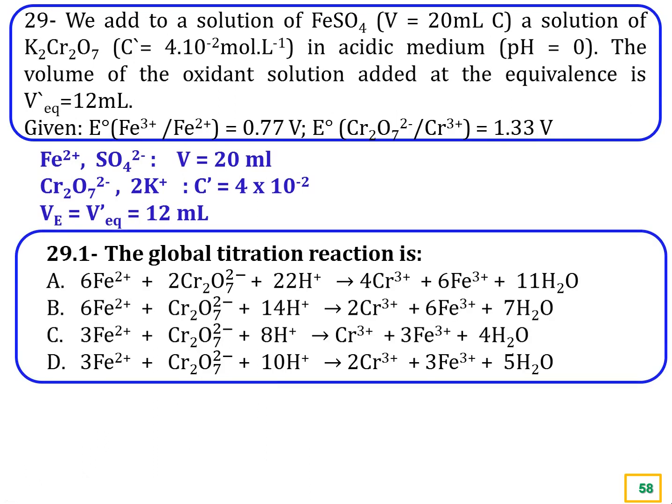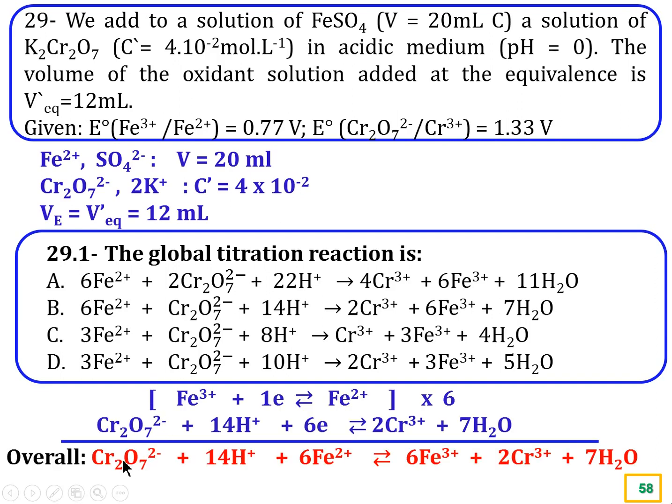29.1, the global reaction is: we write the reaction between Cr2O7 2- and Fe2+ to produce Fe3+ and chromium 3+. And we balance this reaction according to the method of the half equations. We obtain the stoichiometry 1, 14, 6, 2, 6, 7. So the correct answer is B.